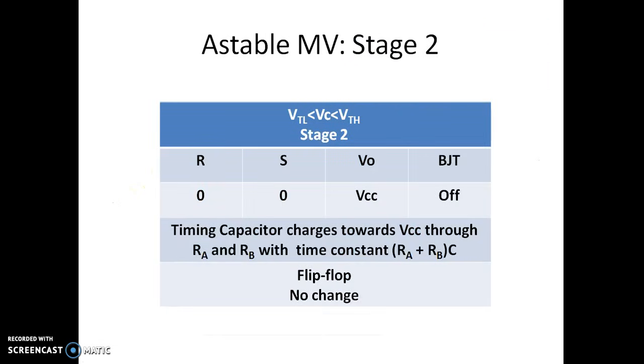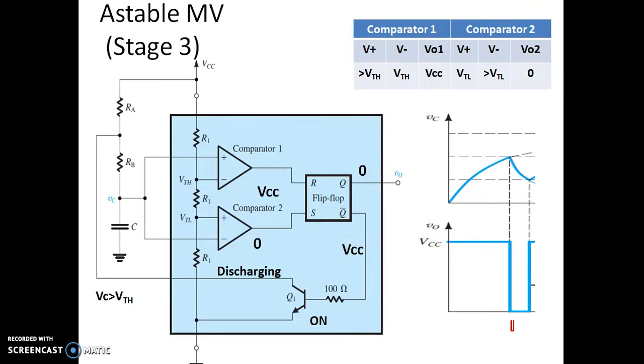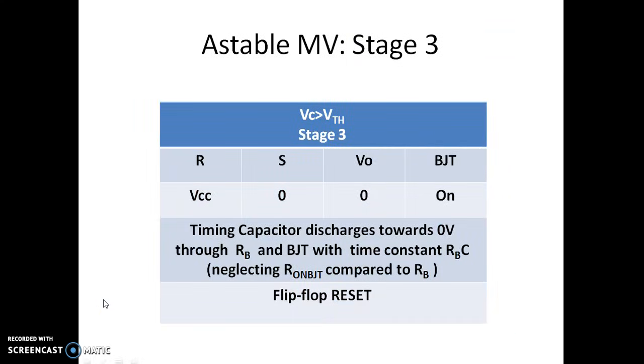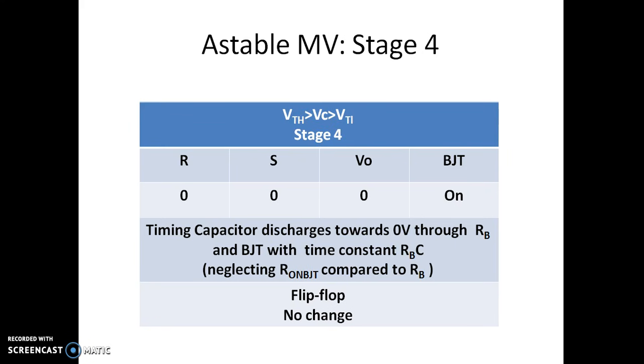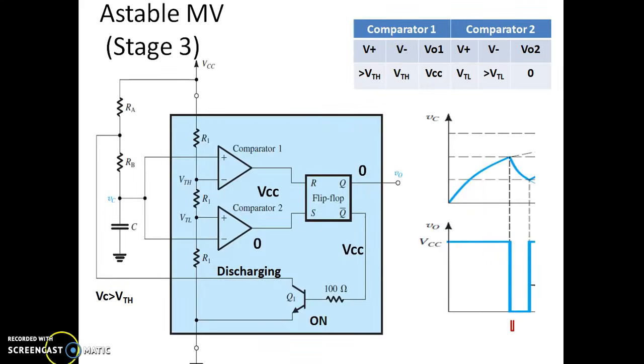Now let us see what happens if the capacitor voltage is greater than VTH. This is the case where the capacitor voltage is greater than VTH, VC greater than VTH. Now we know that in the first comparator, if V plus is greater than V minus, that's the condition now. As soon as the capacitor voltage exceeds VTH, this V plus exceeds V minus of the first comparator, naturally the output of the first comparator becomes VCC.